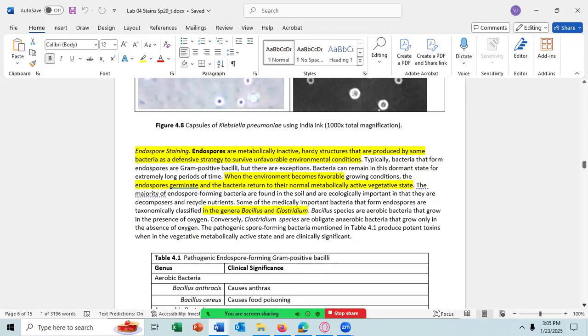All right, an endospore stain is a special stain developed to stain the endospores. Endospores are metabolically inactive, hardy structures that are produced by some bacteria as a defensive strategy when the environment becomes unfavorable to the parent cell, and then the parent cells will make the endospore. The endospores can survive, but then the parent cell will die. It's just because the environment has become unfavorable.